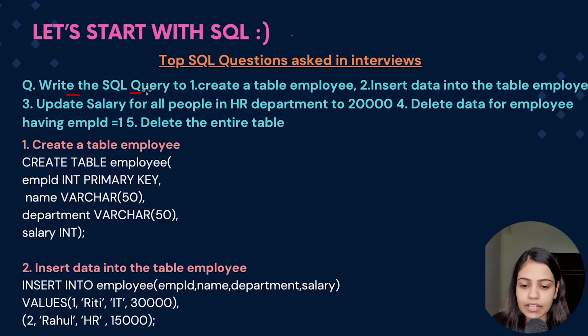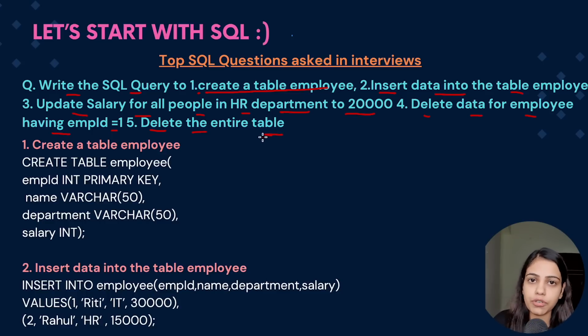We have to write the SQL query to first create a table employee, second insert data into the table employee, third update the salary for all the people in HR department to 20,000, fourth delete the data for employee having employee ID as 1, fifth delete the entire table. So there are 5 things which we have to do as part of this question. Let's start with the first.